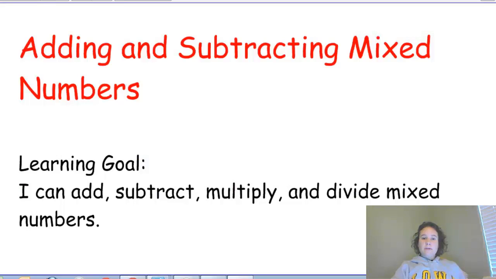Everybody. Today we're going to talk about adding and subtracting mixed numbers. In the last video we talked about adding and subtracting fractions, and today we're just going to extend that to mixed numbers. And this goes with the learning goal: I can add, subtract, multiply, and divide mixed numbers. So again, obviously we're just taking the first half of that learning goal for today.